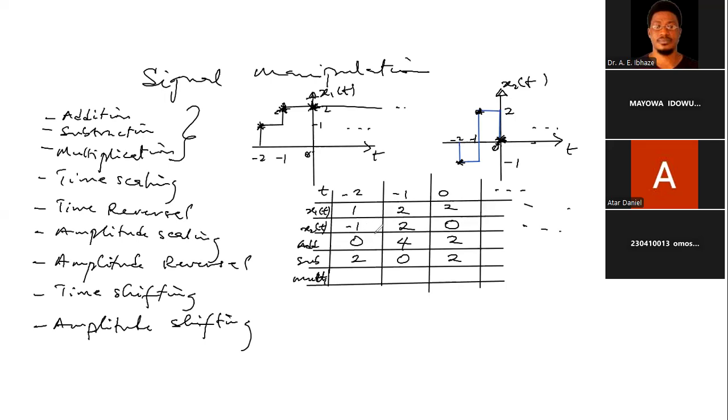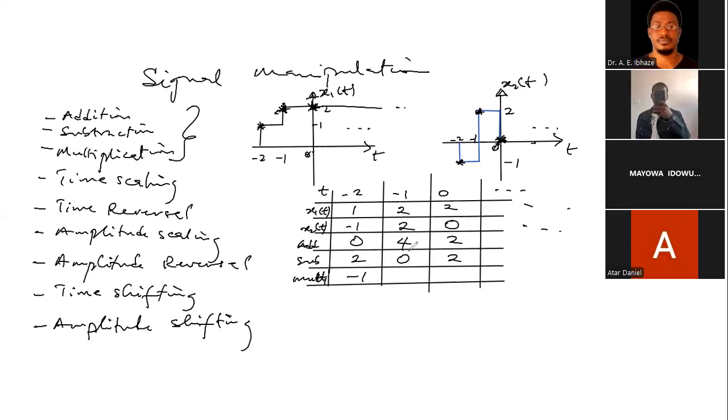Now let's perform multiplication. 1 times -1 is -1. Then 2 times 2 is 4. 2 times 0 is 0.